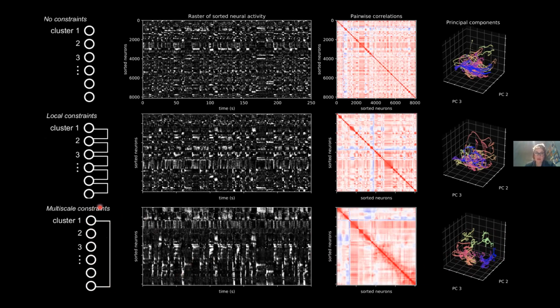And so now I'm going to go through how we apply these multi-scale constraints. Most embedding algorithms work on the distance matrix or the correlation matrix between points.